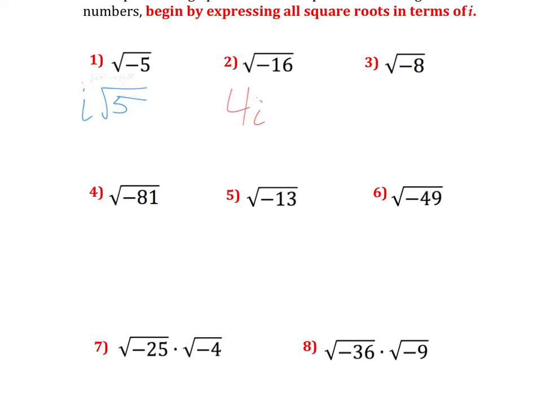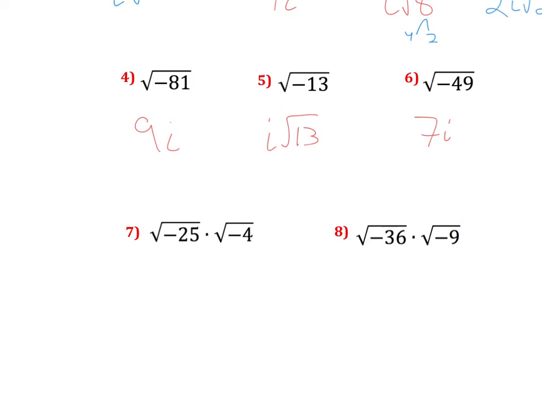All right, next one, number 3, the square root of negative 8. That'd be i rad 8. Or if you're reducing down your radicals, if you remember way back when making your little factor tree and finding pairs, this would be 2i rad 2. Either one of those would work. Number 4, square root of negative 81, that would be 9i. Number 5 would be i rad 13. Number 6 would be 7i. For 7 and 8, we've got a product going on here.